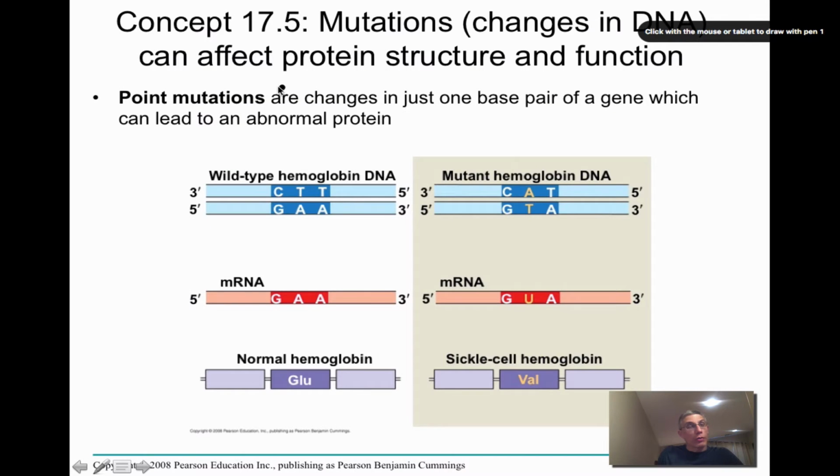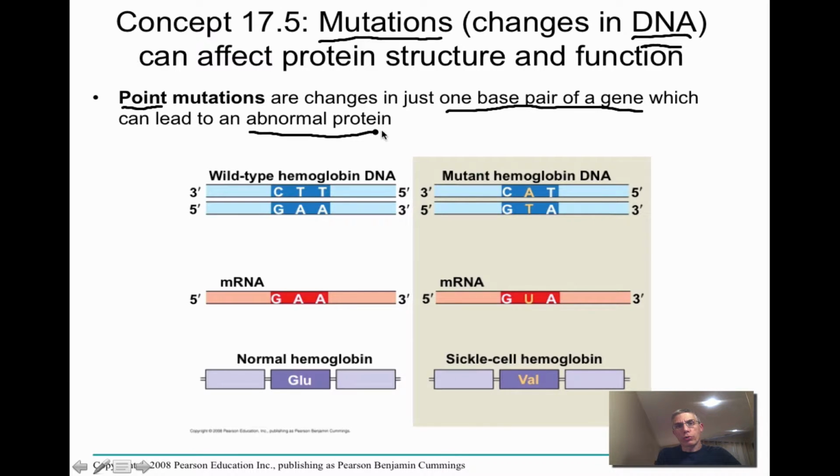Now that we've talked about both transcription and translation, we need to understand that sometimes there are mutations or changes in that DNA. And when that happens, this can affect protein structure and the way that protein functions. When we talk about changes in the DNA and how it affects protein synthesis, we call these point mutations. They're called point mutations because they result in just one base pair of a gene being changed. The unfortunate thing is, it sounds like it's not too big of a deal, but even one change in a base pair of a gene can lead to an abnormal protein being produced.